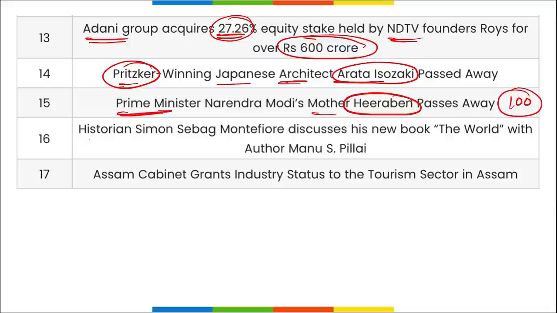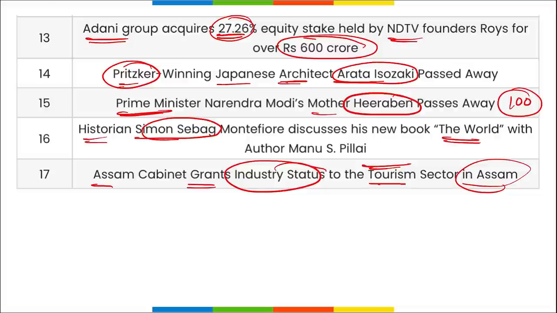Historian Simon Sebag has authored a new book, The World. Then the Assam government has granted industry status to the tourism sector of Assam. I repeat, for the tourism sector of Assam, industry status has been granted. This is one of the most important news items for the day. So that's all for the day, friends.